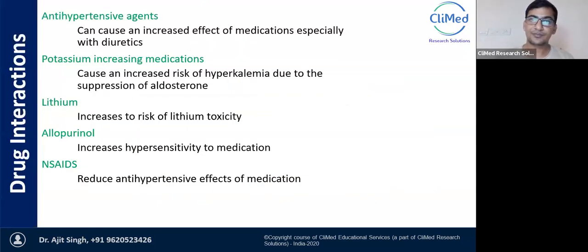Okay, guys. Then there are drug interactions, like with lithium, allopurinol, NSAIDs, and potassium-increasing medications, which can increase the potassium more. We should not give some diuretics, and we should not give ACE inhibitors with ARBs and such other antihypertensive drugs, as it is not recommended. We should not initially start with dual therapy or triple therapy. We should wait for some time and then go for it.